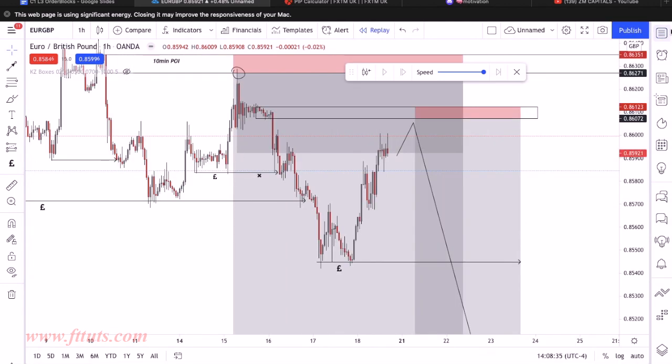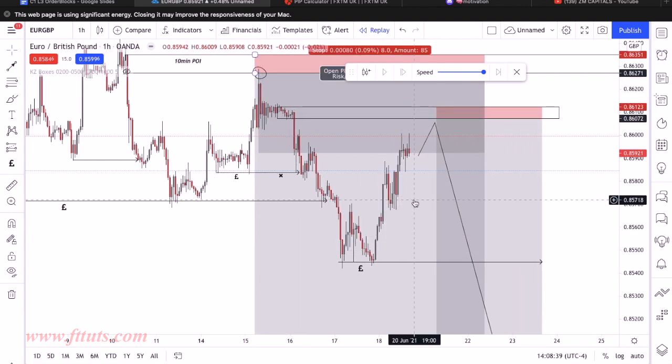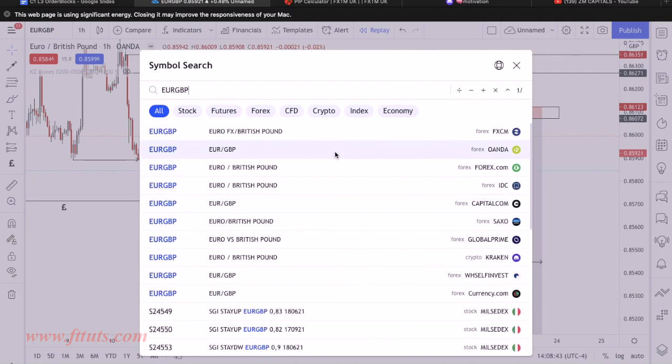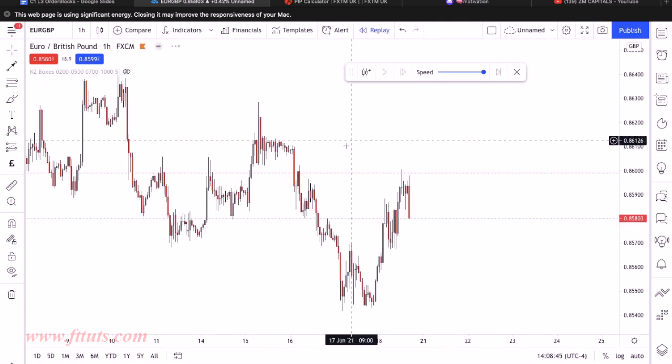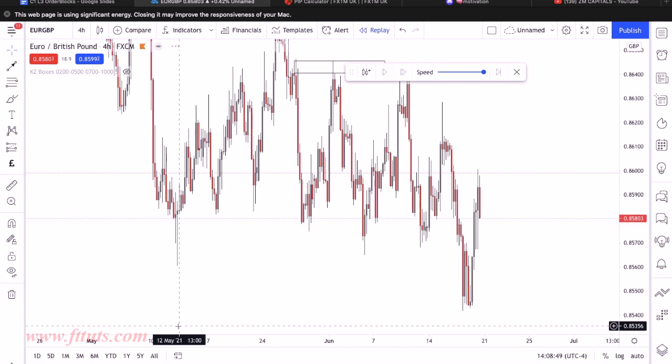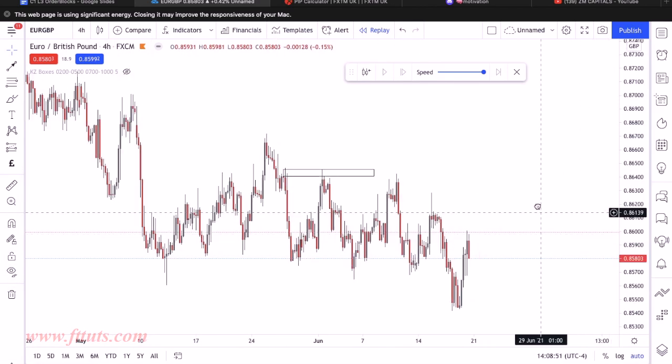Let's just stick to EG, and let me show you. Let me just clear up the chart. Actually, let me go to a fresh one. Euro GBP. There we go. That's a clean one. Now let's head over to that 4-hour. Sweet.